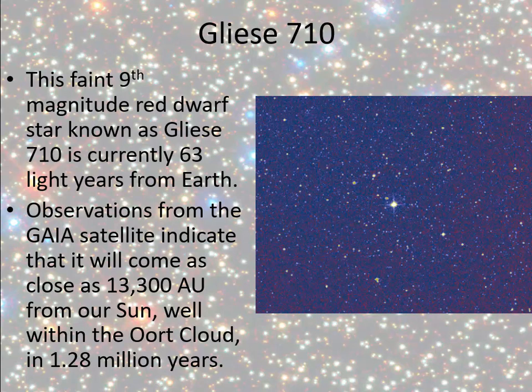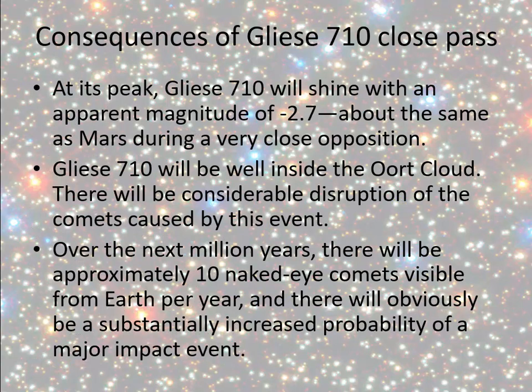That'll put it well inside of the Oort cloud of comets in the outer solar system. So when that happens, it's actually going to have an apparent magnitude of -2.7. That is a good Mars opposition. In other words, every once in a while Mars has a very good close opposition, and it'll have an apparent magnitude of about like -2.7 or -2.8. Well, Gliese 710 will be that bright, and it'll be that bright for a long time. I mean, much longer than a human lifespan when that happens.